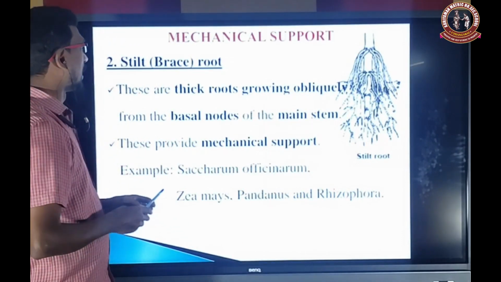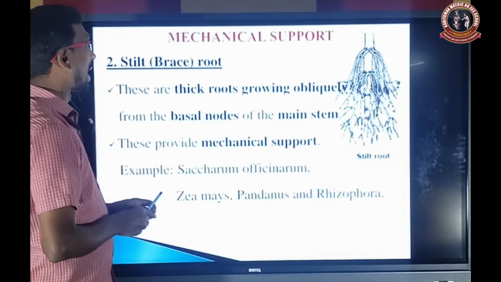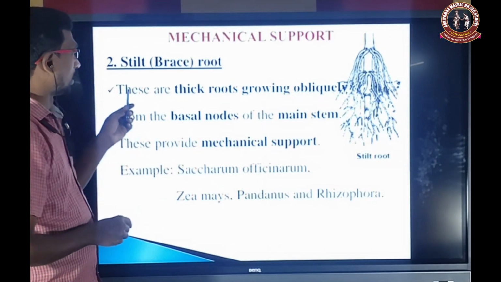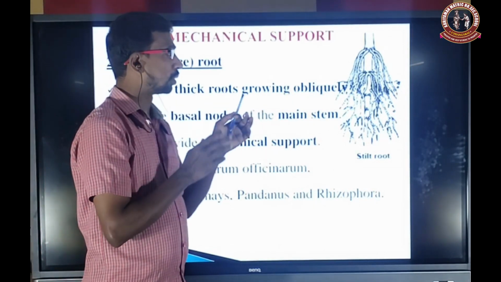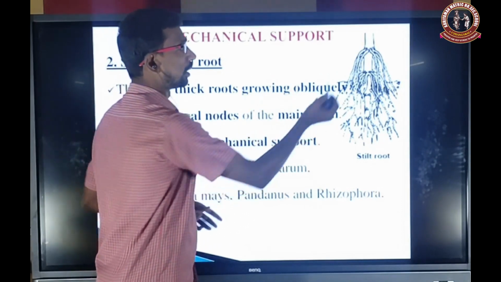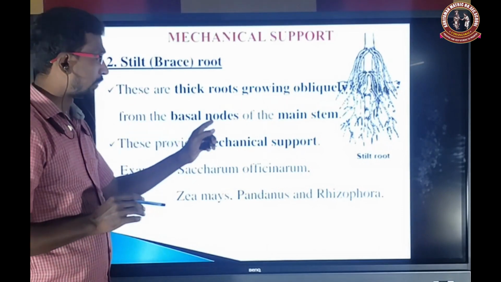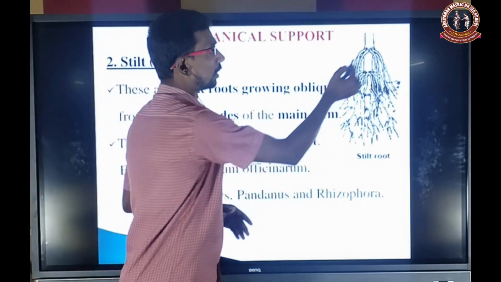Next, stilt root or brace root. These are thick roots growing obliquely. It's a thick root that will grow obliquely from the basal node of the main stem. So it is a node region.